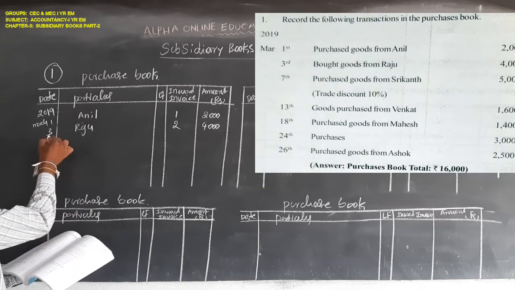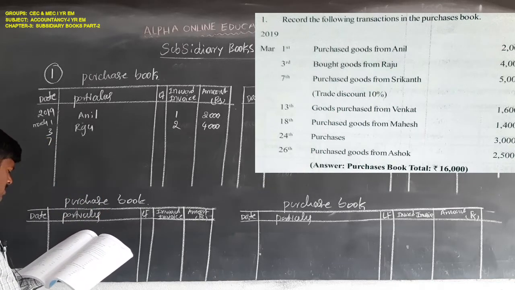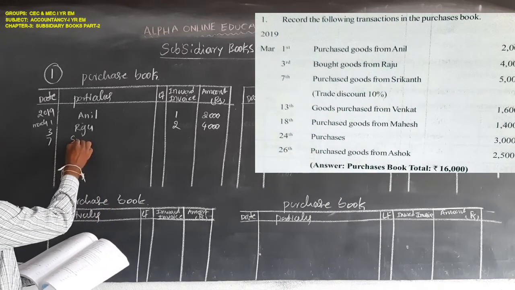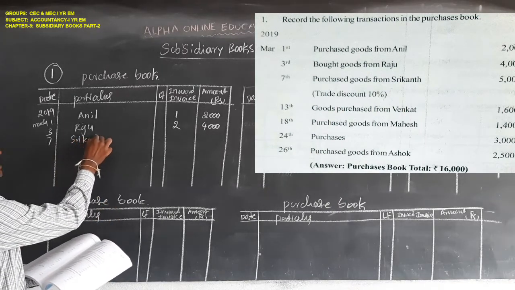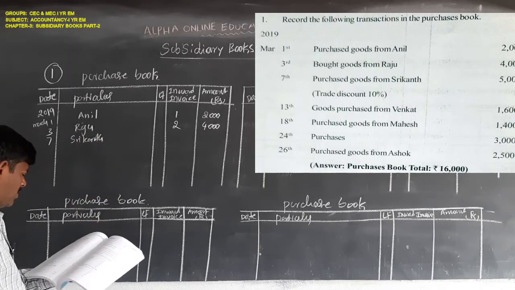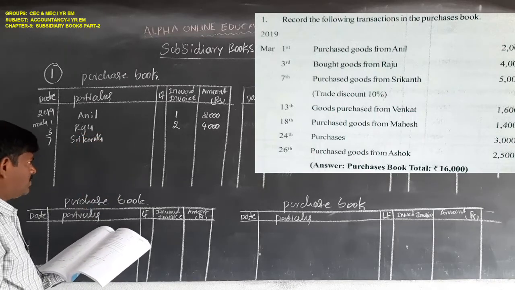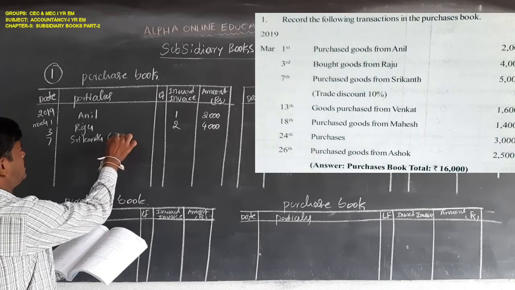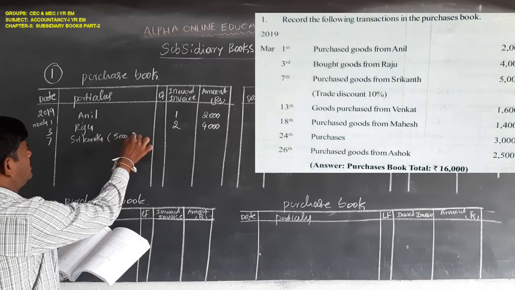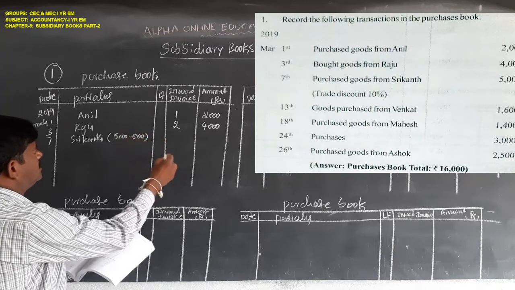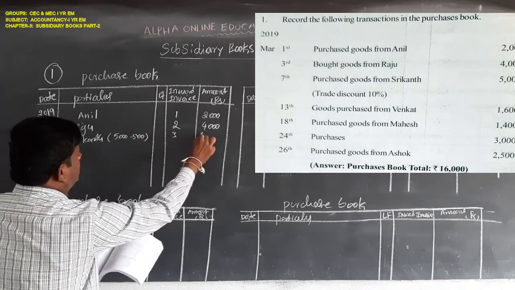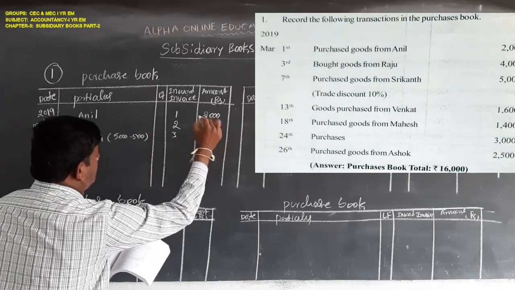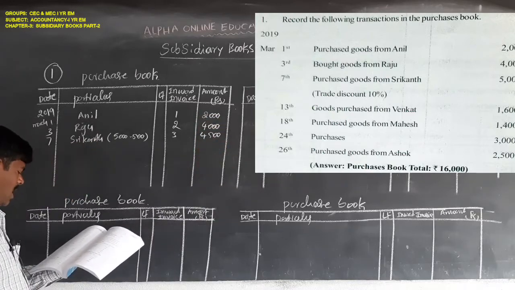7th, there is a trade discount. Purchase from Srikanth. Srikanth, 10% discount. 5000, 10% discount means 500 rupees. 5000 minus 500 rupees, 4500 rupees net amount will be recorded in the amount column.